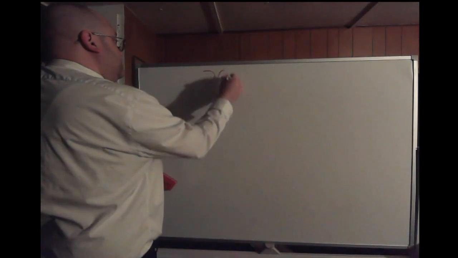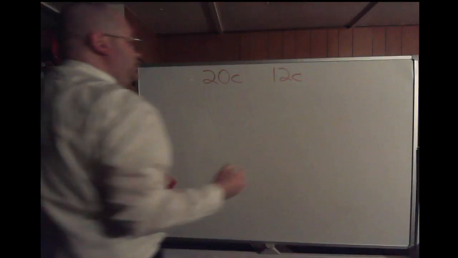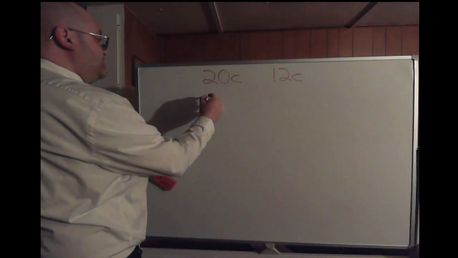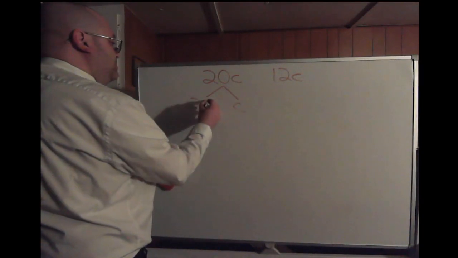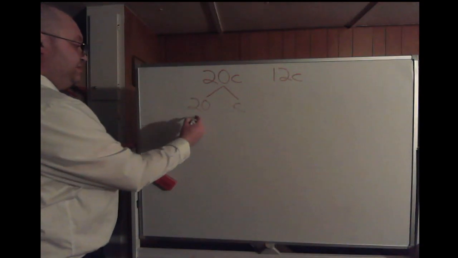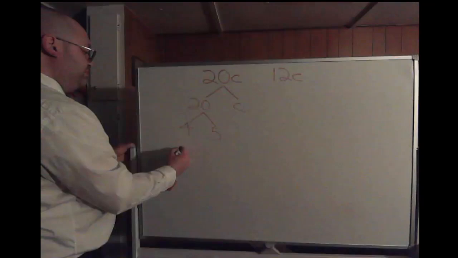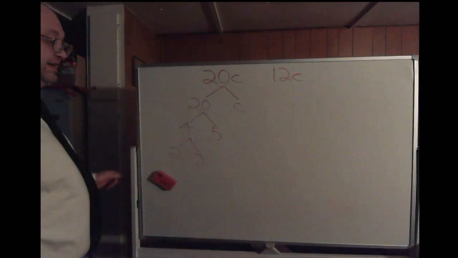Alright. What have we here? We have 20C and 12C. So we'll do the prime factorization. Of course, you could break this down into 20 and C, and then 20 can be broken down into 4 and 5, which the 4 could be broken down into 2 and 2, and that's it for 20C.